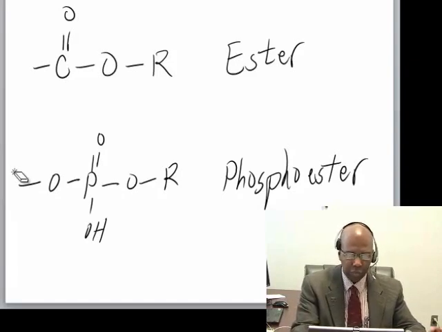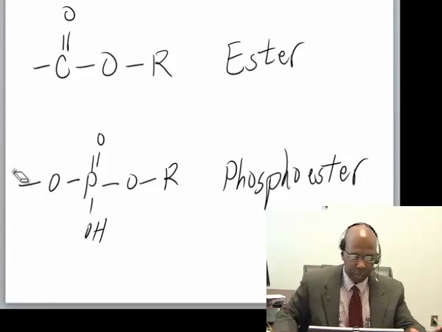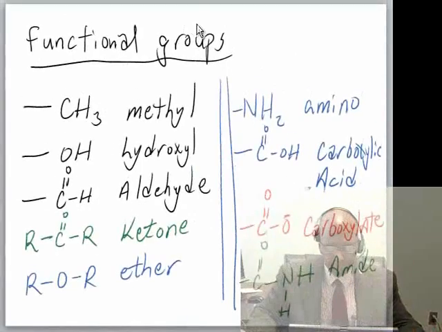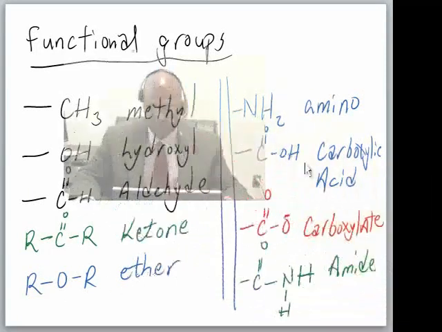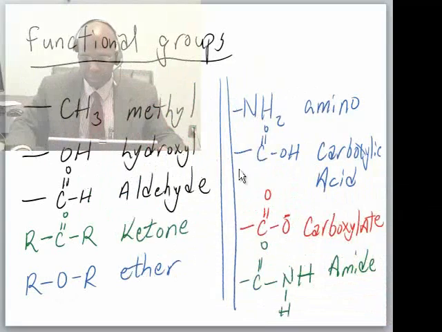I just want to introduce you to the various functional groups. So let's just go over them quickly. Functional group CH3 is a methyl group. OH, hydroxyl. C double bond O H, aldehyde. R, C double bond O R is a ketone. ROR is an ether. NH2 is an amino group.